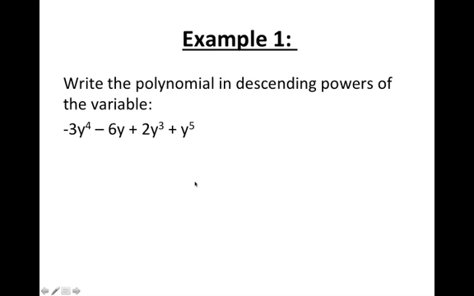And we want our polynomials in standard form, which means we want them in decreasing degree, or another way to say that is descending powers of your variable. All right, so for example 1, we're going to write the polynomial in descending powers of the variable. Same thing as decreasing degree, just descending powers is a different way to say that. So we're going to take our polynomial here, negative 3y to the 4th minus 6y plus 2y cubed plus y to the 5th, and we are going to reorder it to standard form, and so that'll give us y to the 5th minus 3y to the 4th plus 2y cubed minus 6y.